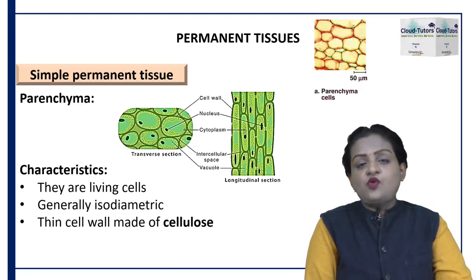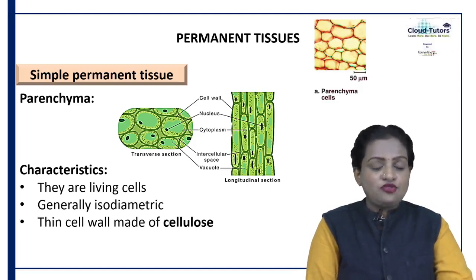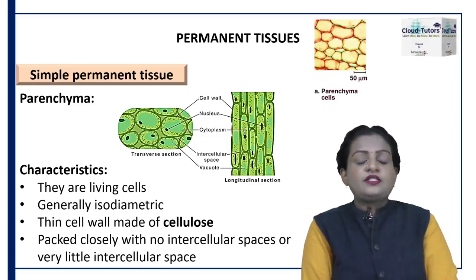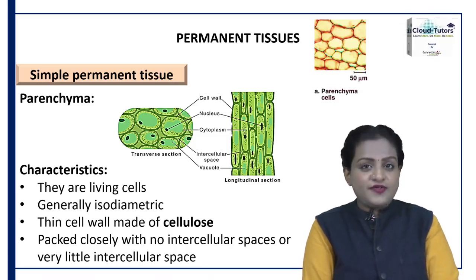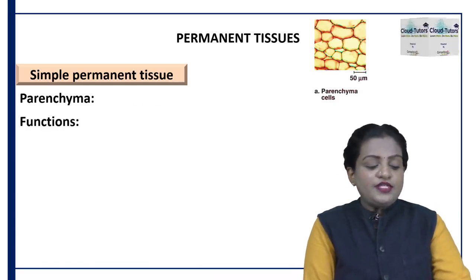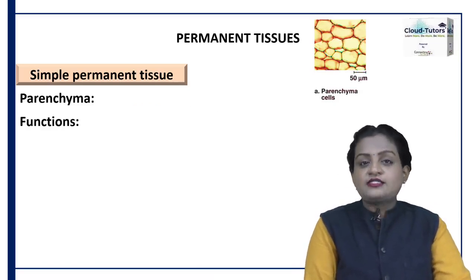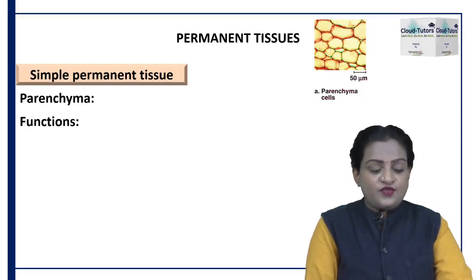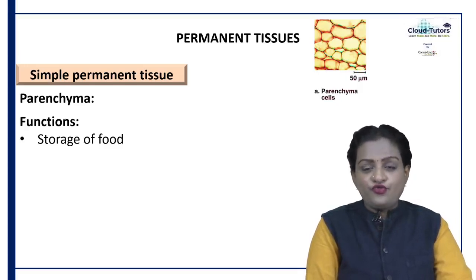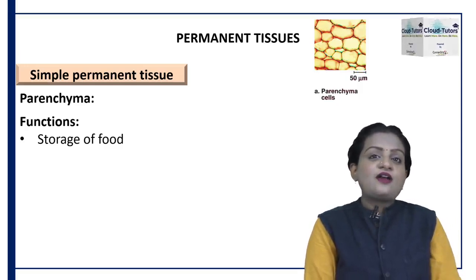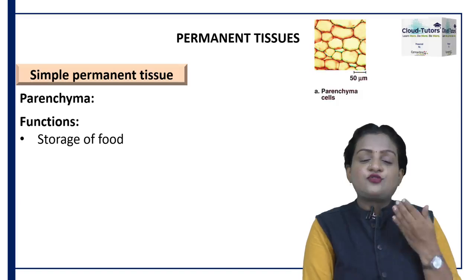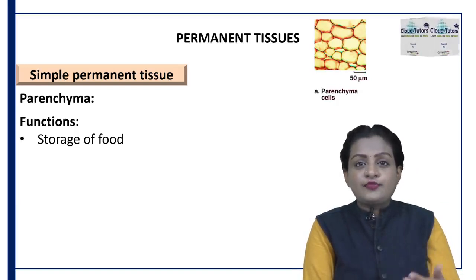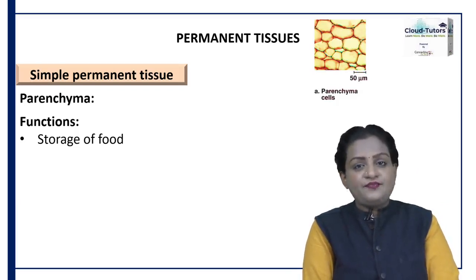Next is, the cell wall is thin and it is made up of cellulose, and they are packed closely. Sometimes they can have intercellular space, sometimes you may not see it. Now if you see parenchyma function, it is the major packaging tissue in the plant body. So it has various functions. First and foremost is storage of food. Since it has a large central vacuole, you can actually store food in it. It can be any form of food, either glucose, carbohydrates, proteins, oils, etc.